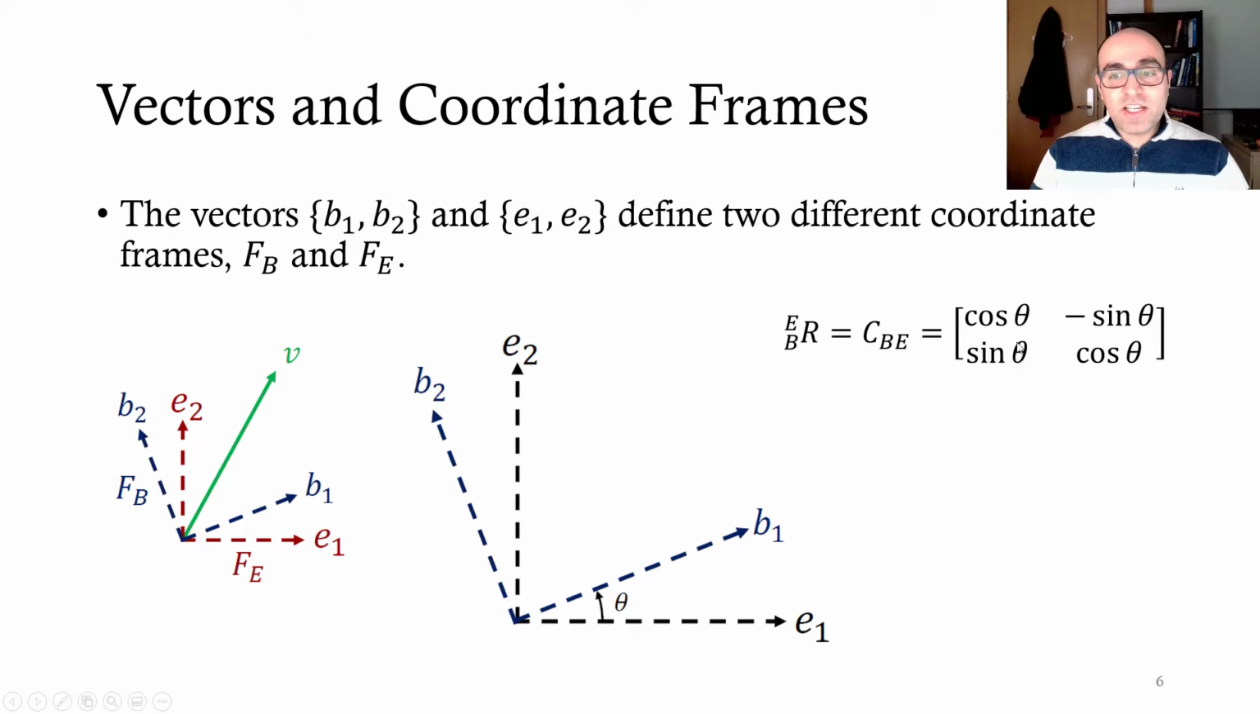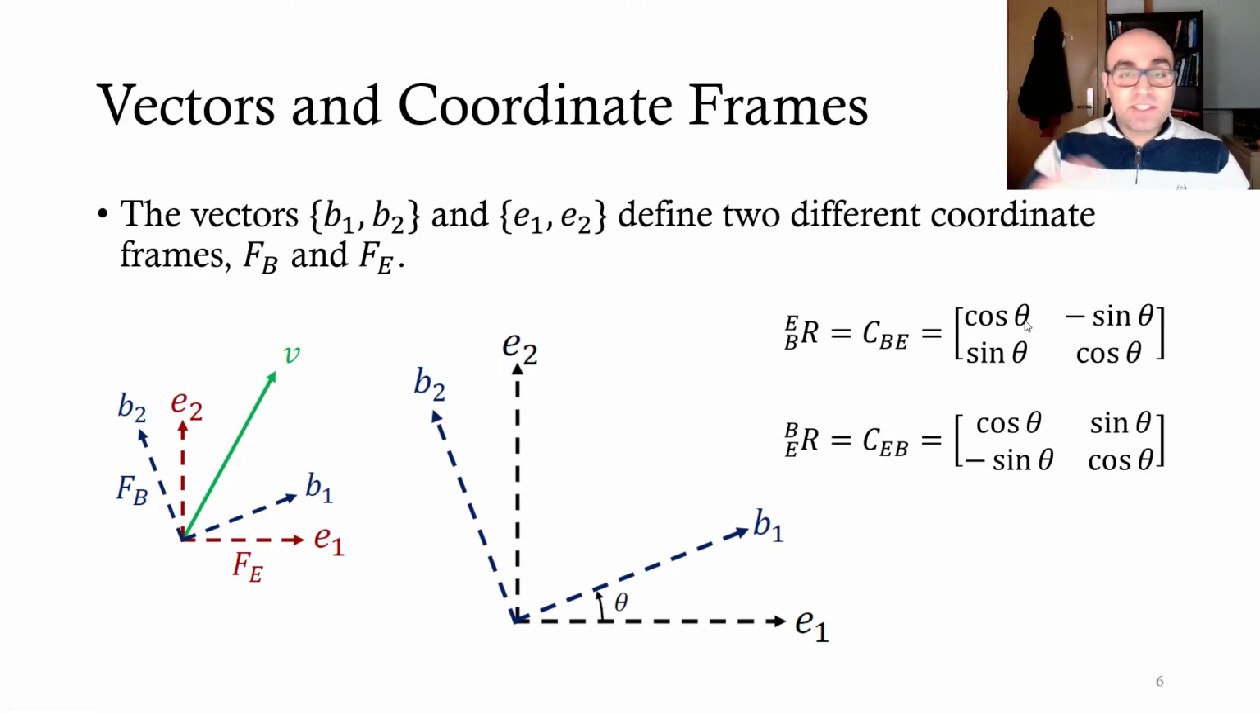So this rotation is given by this matrix. If your theta is, for example, 30 degrees, just replace that theta with 30 degrees. And the opposite rotation matrix, E in B, this is the matrix which describes the inertial frame with respect to the body frame, or we show it with C_EB, is given by this matrix. It's actually a rotation by minus theta degrees.